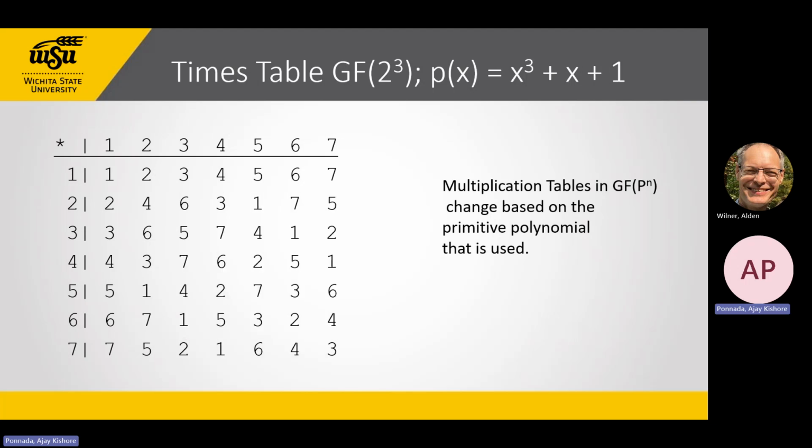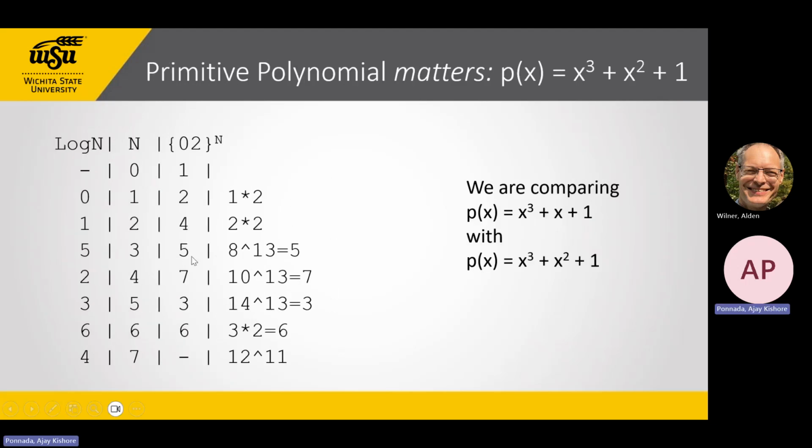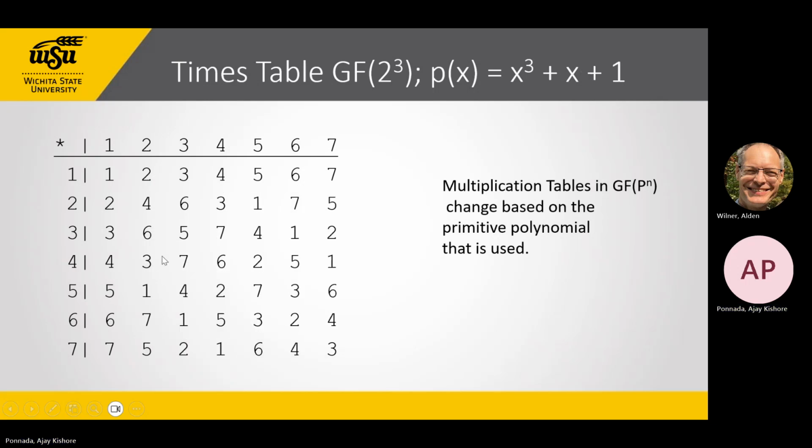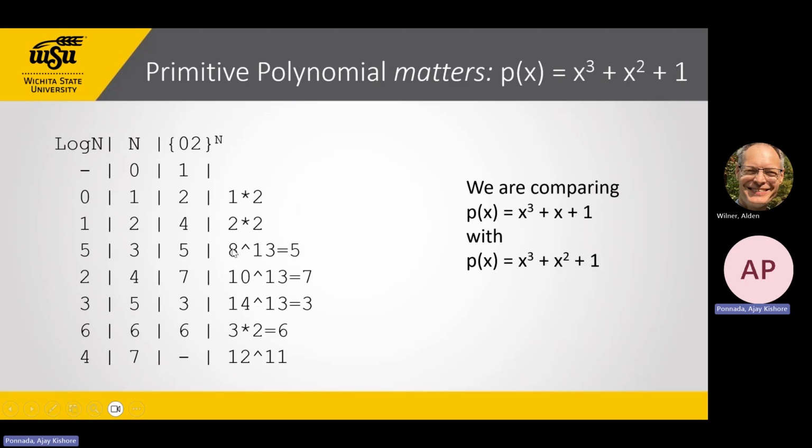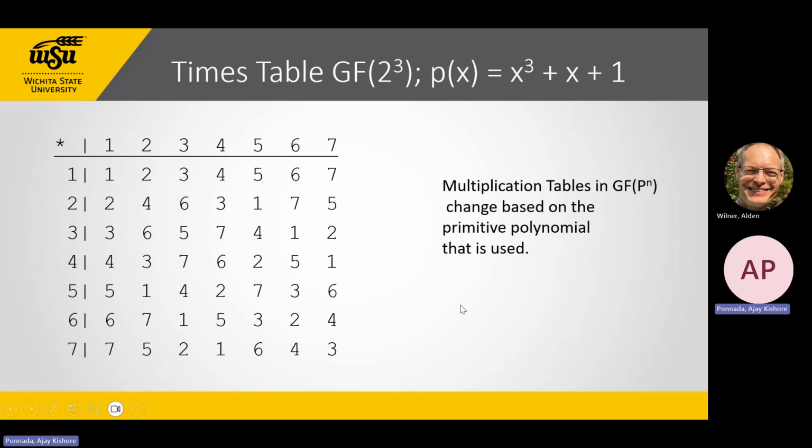So if we see here, the latter half is getting changed. Whenever it starts XORing, the numbers get changed, so the latter half of the table will be changed. You can see the difference here. So we have different values for different primitive polynomials, even if we take the same Galois field.